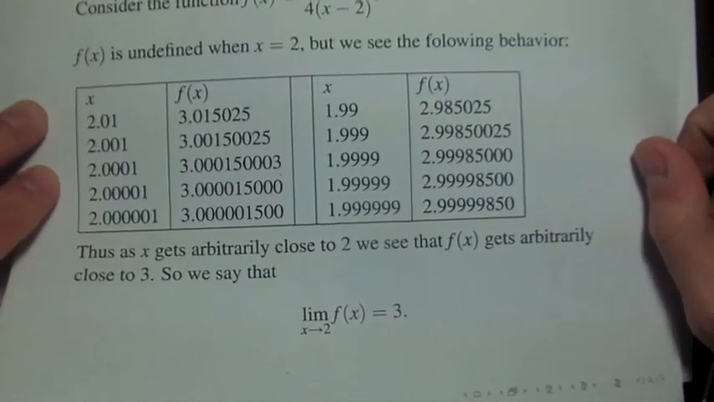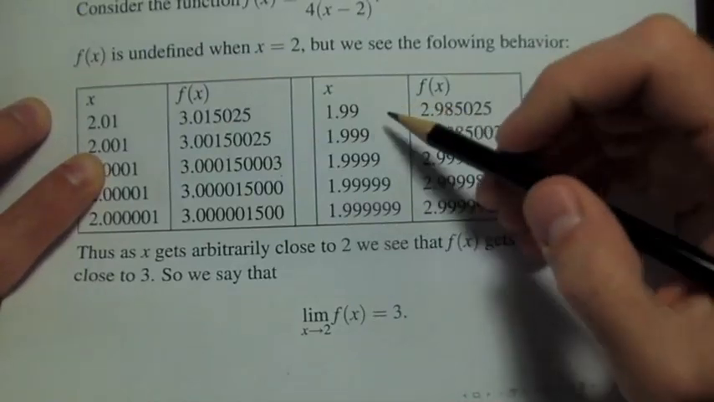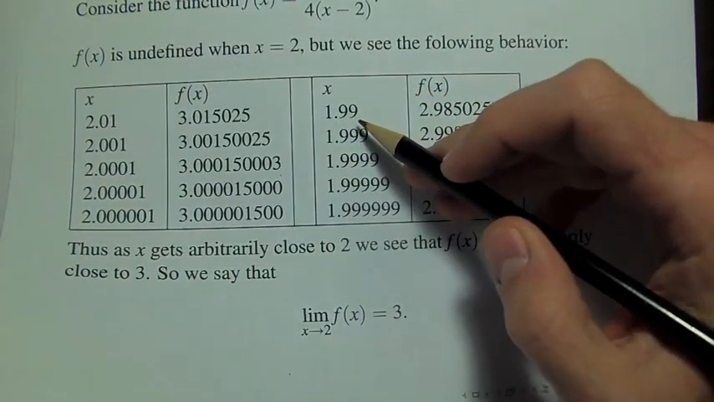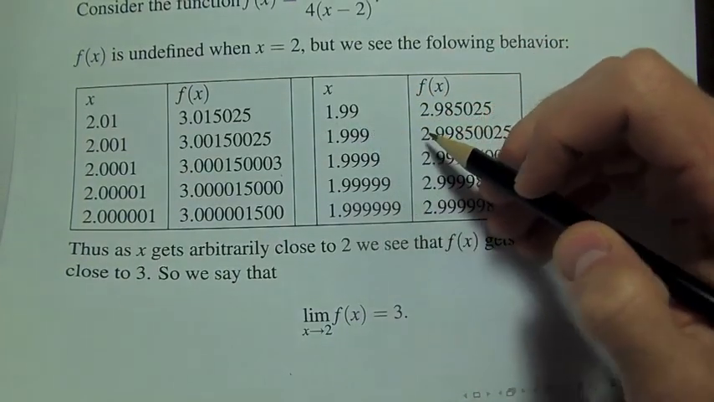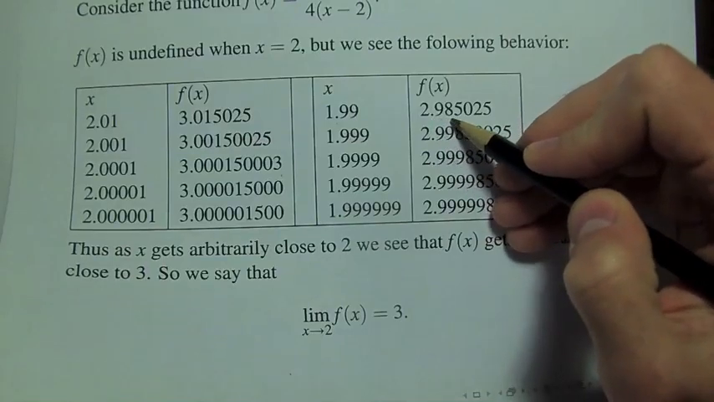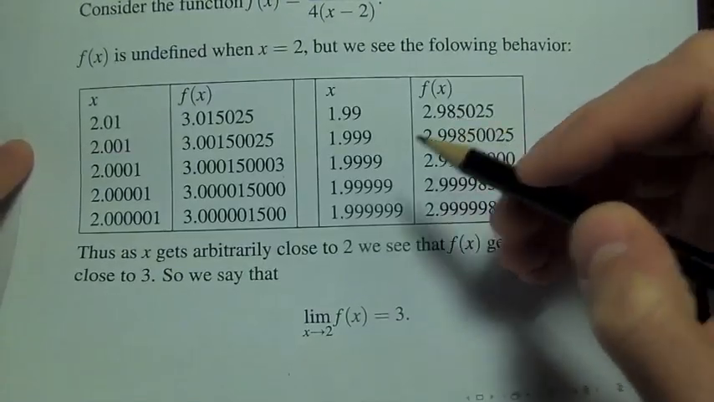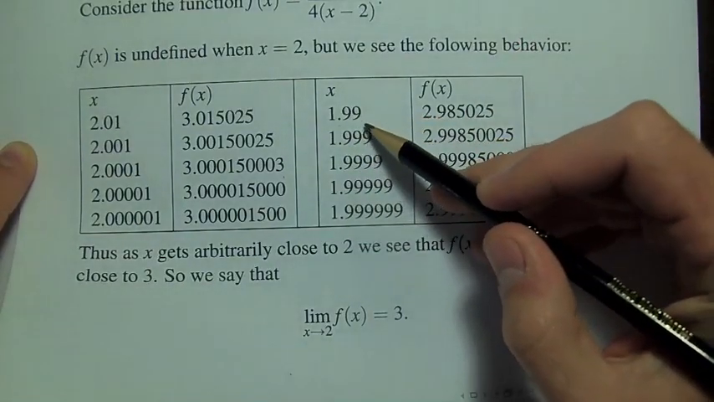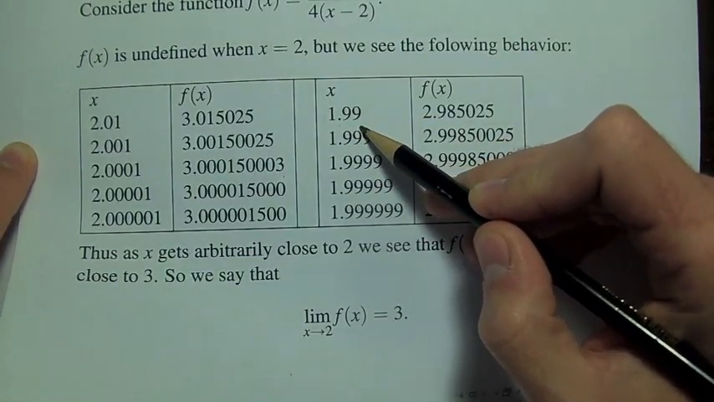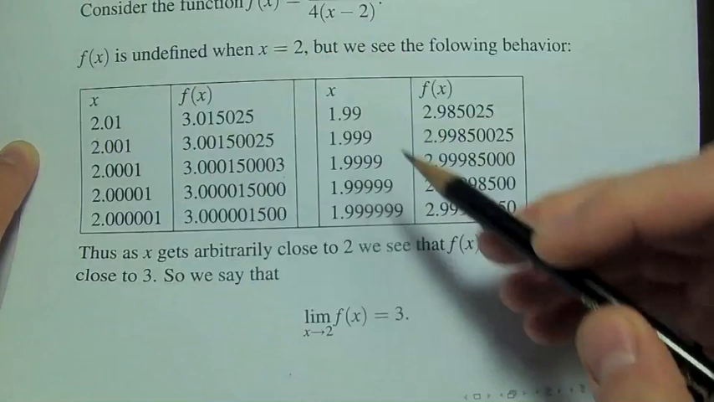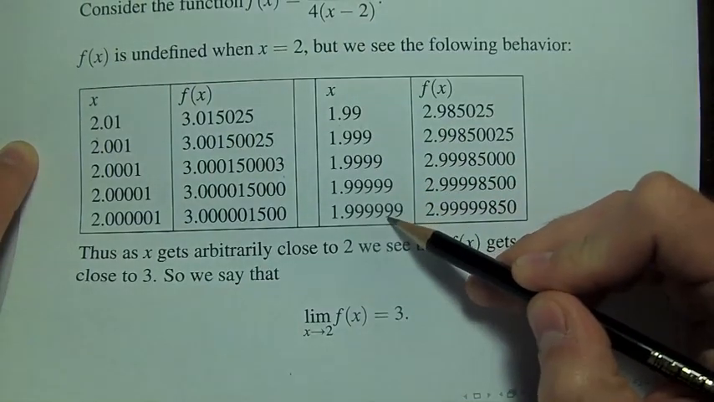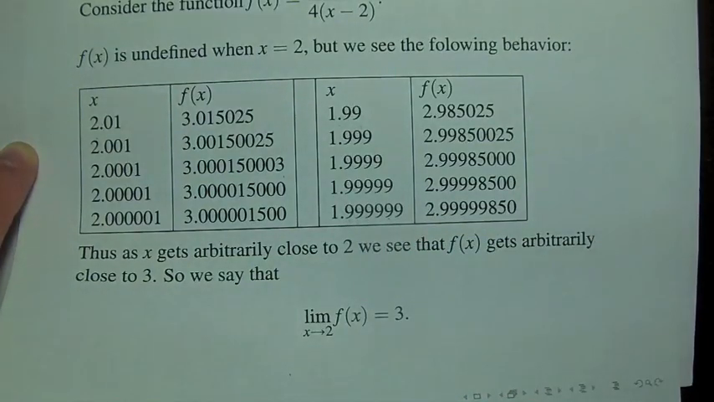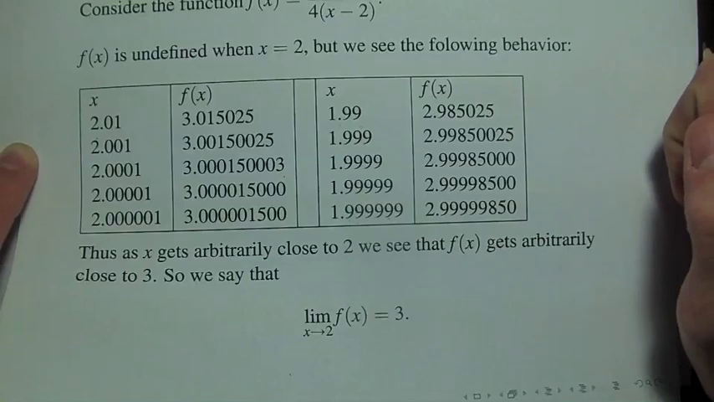So we have this second table, and we start on the other side. Now I'm going to start at something like 1.99. When I do that, I get 2.985025. Then I'm going to just keep adding 9s. Basically here, we probably would have already rounded this to 2, same as over here. But when we keep adding 9s, this last one, 1.999999, we would definitely round that to 2. Your calculator probably would as well.